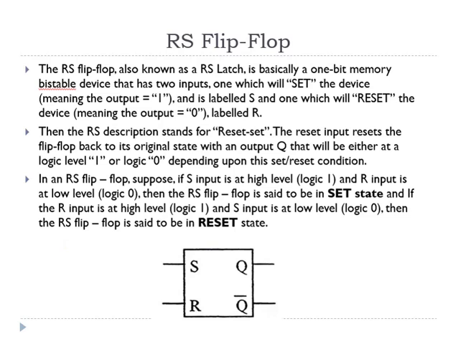In an RS flip-flop, suppose the S input is at high level, that is logic 1, and the R input is at logic level 0. Then the RS flip-flop is said to be in the set state, and the output of the RS flip-flop is set to 1. And if the R input is at high level, logic 1, and the S input is at low level, logic 0, then the RS flip-flop is said to be in the reset state and the output of the RS flip-flop is reset to 0.